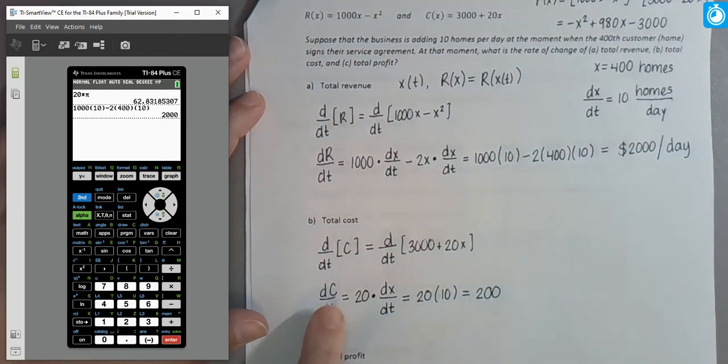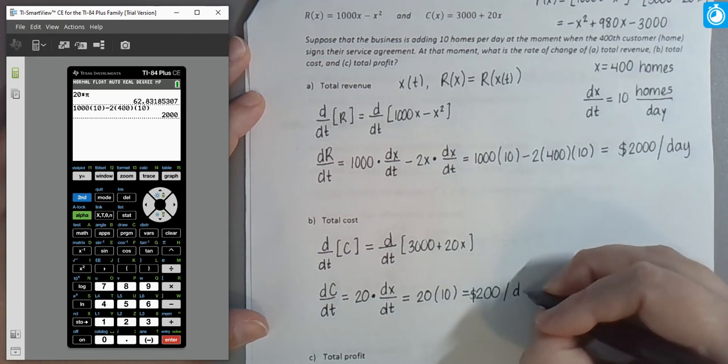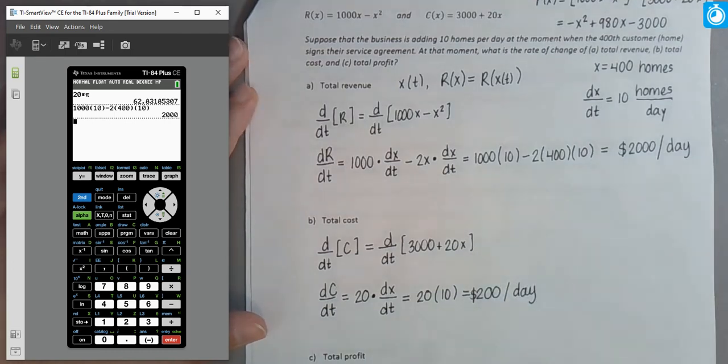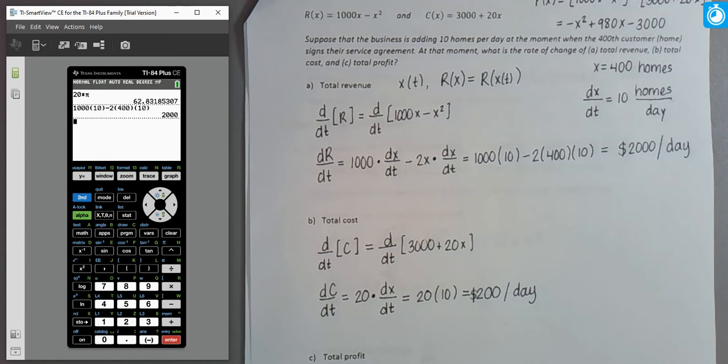200 what? Well, we're talking about how our cost is changing over time. So that's going to be $200 per day. So our revenue is increasing at a rate of $2,000 per day, but our costs are also increasing. If we add on more clients, we incur additional costs, and so we're adding on an additional $200 per day. But notice the increase in revenue outweighs the increase in costs, so we're continuing to make more money overall.